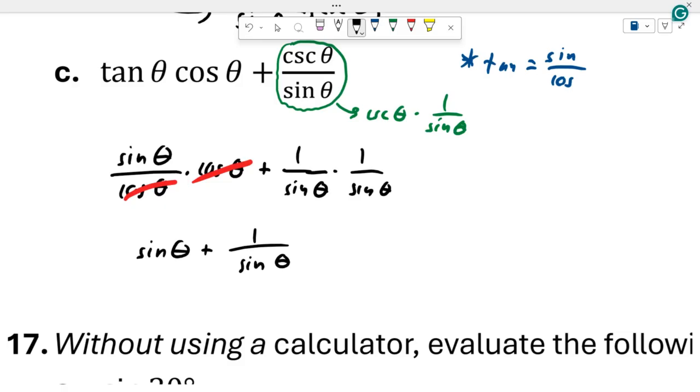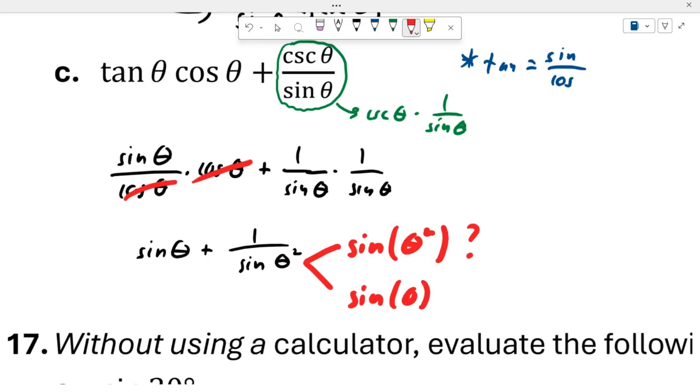Now, you want to be very careful when you are squaring trig functions. What you don't want to write is this, ever. The reason is because it's confusing. Are you saying sine of theta squared, or are you saying sine of theta, squared?